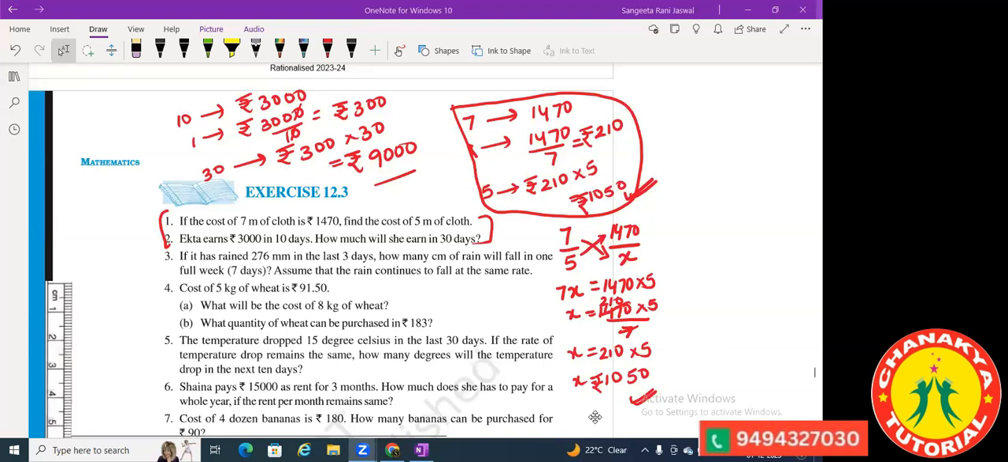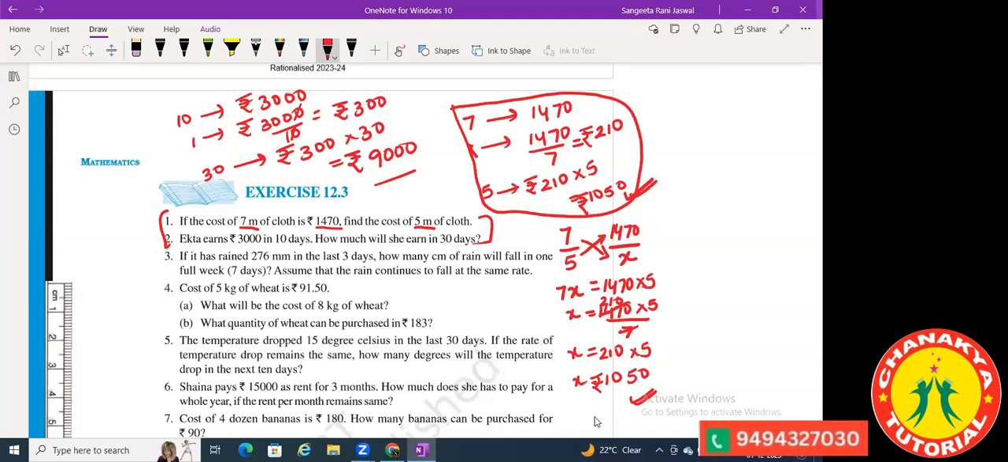Yes, I'll explain it once again. See here, what I have done is I have taken the ratio of the length of the cloth, that is 7/5. Then I have taken the ratio of the cost of the cloth. So this is 1470, the cost of the cloth, and the other cost is not given to me. So I have just taken it as X, some variable I have taken. Then what I did, I cross multiplied both these ratios.